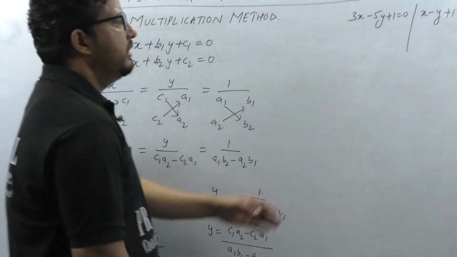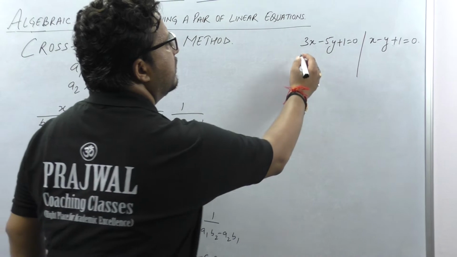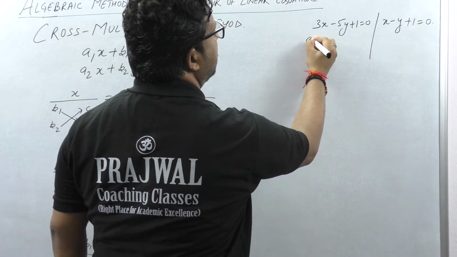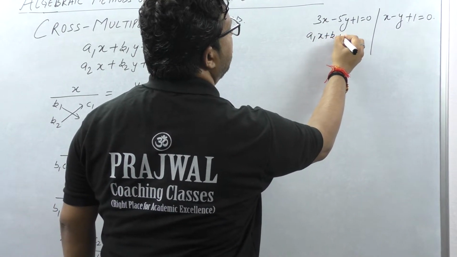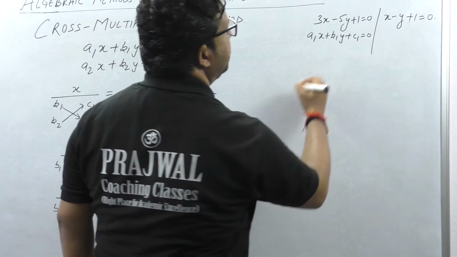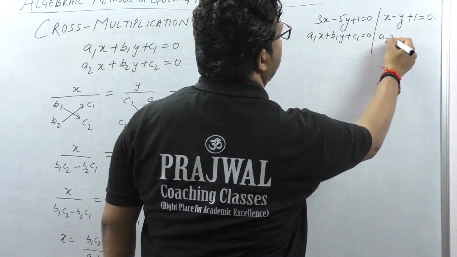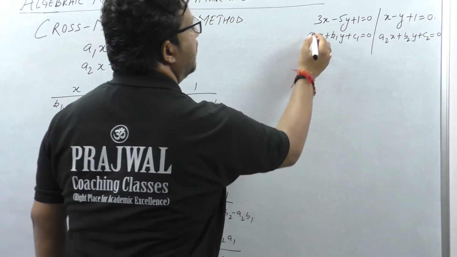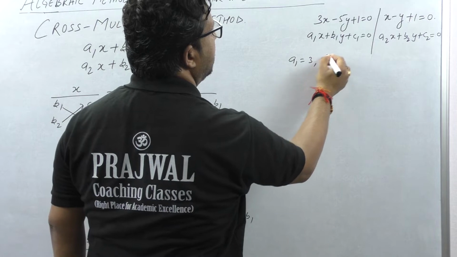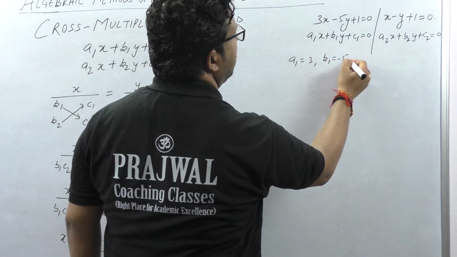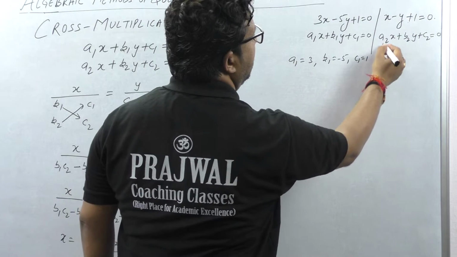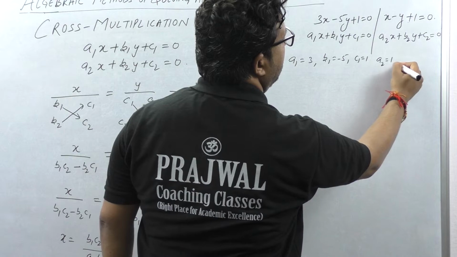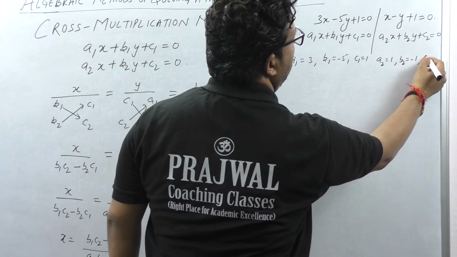I'll let you know. See, the one example I have taken here: the equations are 3x minus 5y plus 1 equal to 0 and x minus y plus 1 equal to 0. So we can compare with the general equation. We write a1x plus b1y plus c1 equal to 0, and here a2x plus b2y plus c2 equal to 0. Now you can compare: a1 value is how much? 3. b1 value? Minus 5. c1 value? 1. a2 value? 1, since with x nothing is there, we write 1. b2 value? Minus 1. And c2 value? 1.